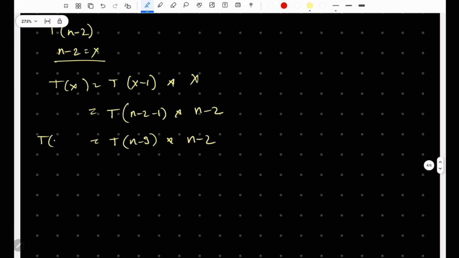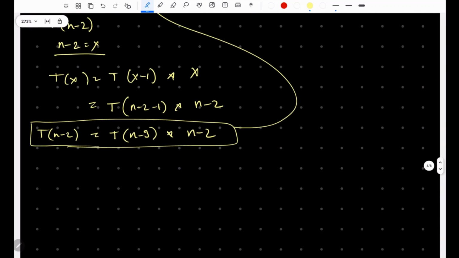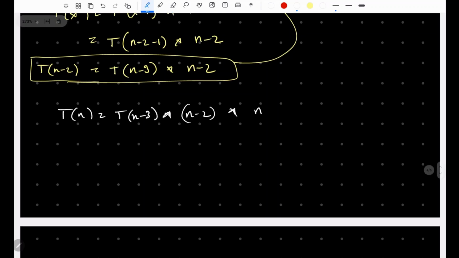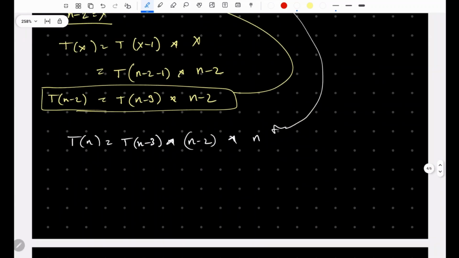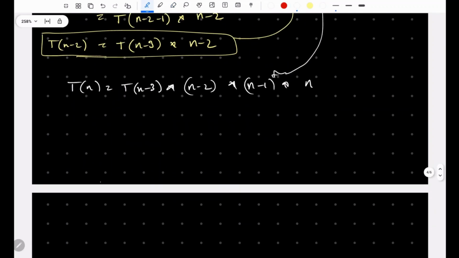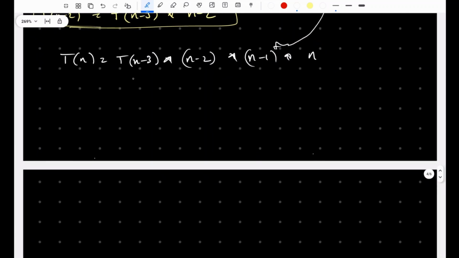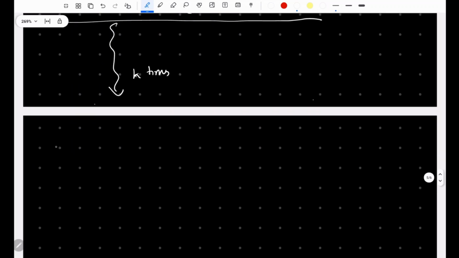Now that we have t of n minus 2, we substitute it inside this. We get t of n is equal to t of n minus 3 into n minus 2 into n, and we have these two terms left, n minus 1 and n, so we put it here into n minus 1 into n. This is what we got after substituting the value 3 times. If we do this k times, we will get t of n.